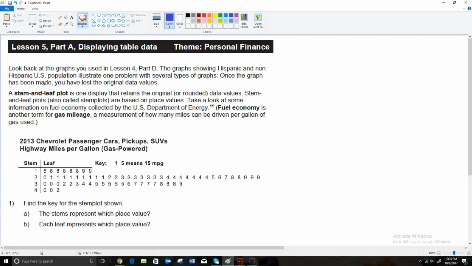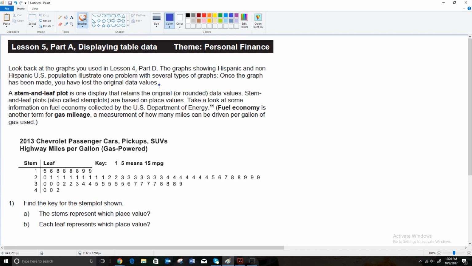So it says to look back at the graphs you used in lesson 4, part D, where they show the Hispanic and non-Hispanic U.S. population illustrated with several types of graph. It says once the graph has been made, you've lost the original data values, which is kind of important with a lot of graphs. The graphs are nice because they give you a picture of the data, but once things are in a graph, oftentimes you don't have the exact data anymore. Either they're grouped together, or when you look at the graph, you can't get the exact number that you could get, say, if it was in a table.